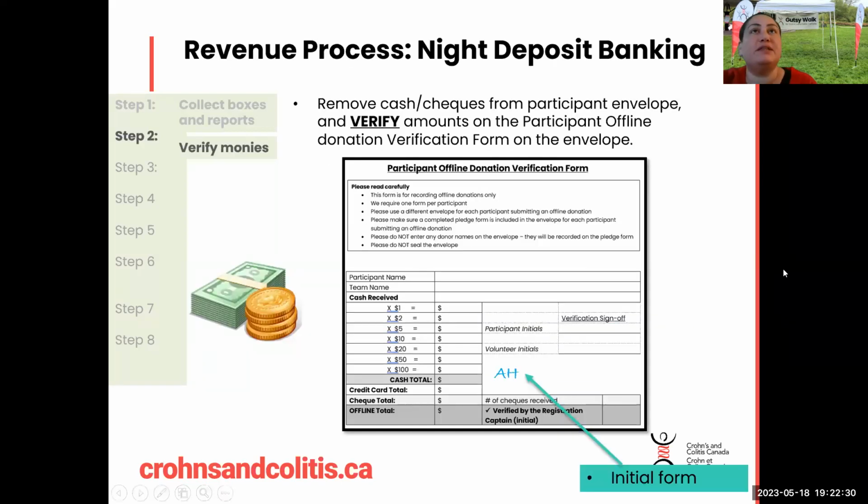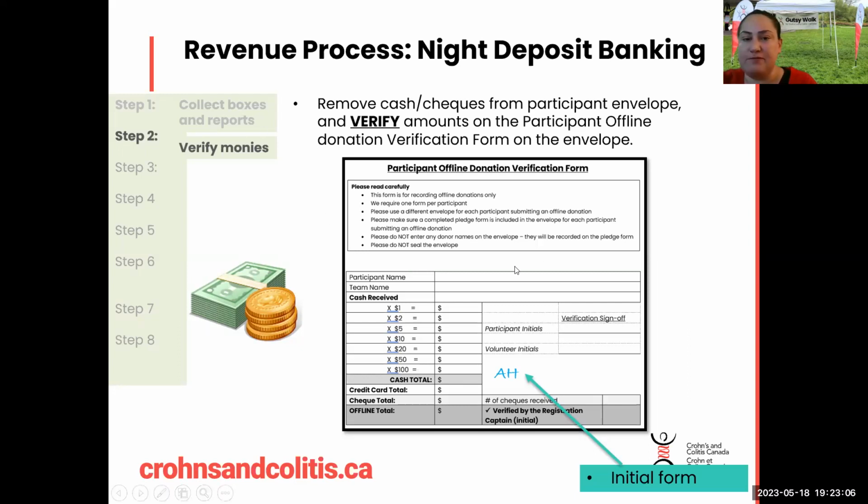When you start checking the envelopes, you are going to remove the cash and check from the participants' offline donation verification envelopes. You will then verify the amounts. You need to separate the money by denomination, so then you can verify that what is entered on the envelope is correct. You then count the money, and if the money you count matches what is entered on the envelope, you just need to initial the form.